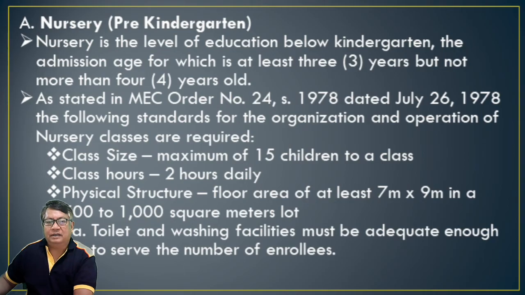For pre-kindergarten or nursery, nursery is the level of education below kindergarten. The admission age is at least 3 years but not more than 4 years old. As stated in the Ministry of Education and Culture Order number 24, Series 1978, dated July 26, 1978, the following standards for the organization and operation of nursery classes are required. The class size is a maximum of 15 children only to a class. Class hours, 2 hours daily only.